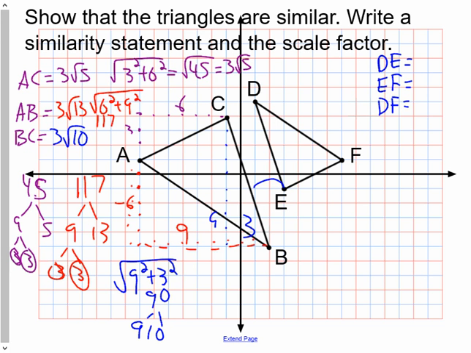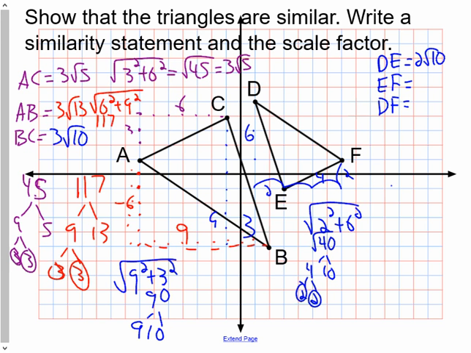Just counting, we got 2 by 2, 4, 6. So 2 squared plus 6 squared. Under square root, 4 plus 36 is 40. And that's 4 times 10, so 2 square root of 10, right? And that was DE. Next, EF, 4 by 2. 4 squared plus 2 squared is 16 plus 4 is 20. Square root of 20 is 4 times 5. So 2 root 5 for EF. And the last one's probably going to be 2 root 13.